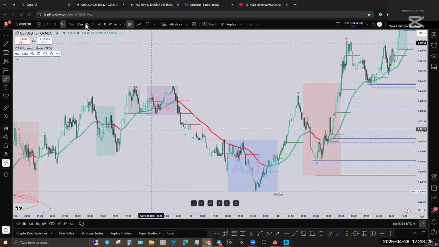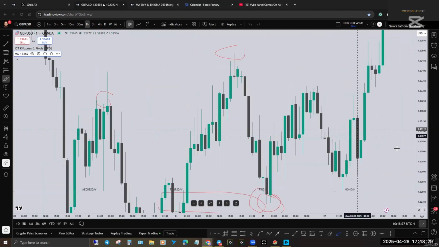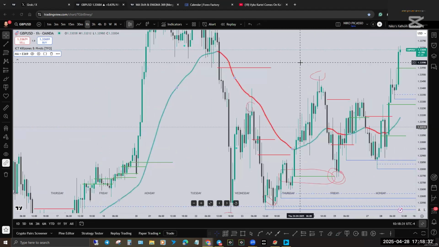So let's open the screen. Okay, let's go on the 1 hour time frame. So that is one way, because I do not know how long you want to stay in a trade, right? Before you take a trade, you have to decide: are you a scalper? Are you an intraday trader? Are you a swing trader? So you have to define what suits you best.